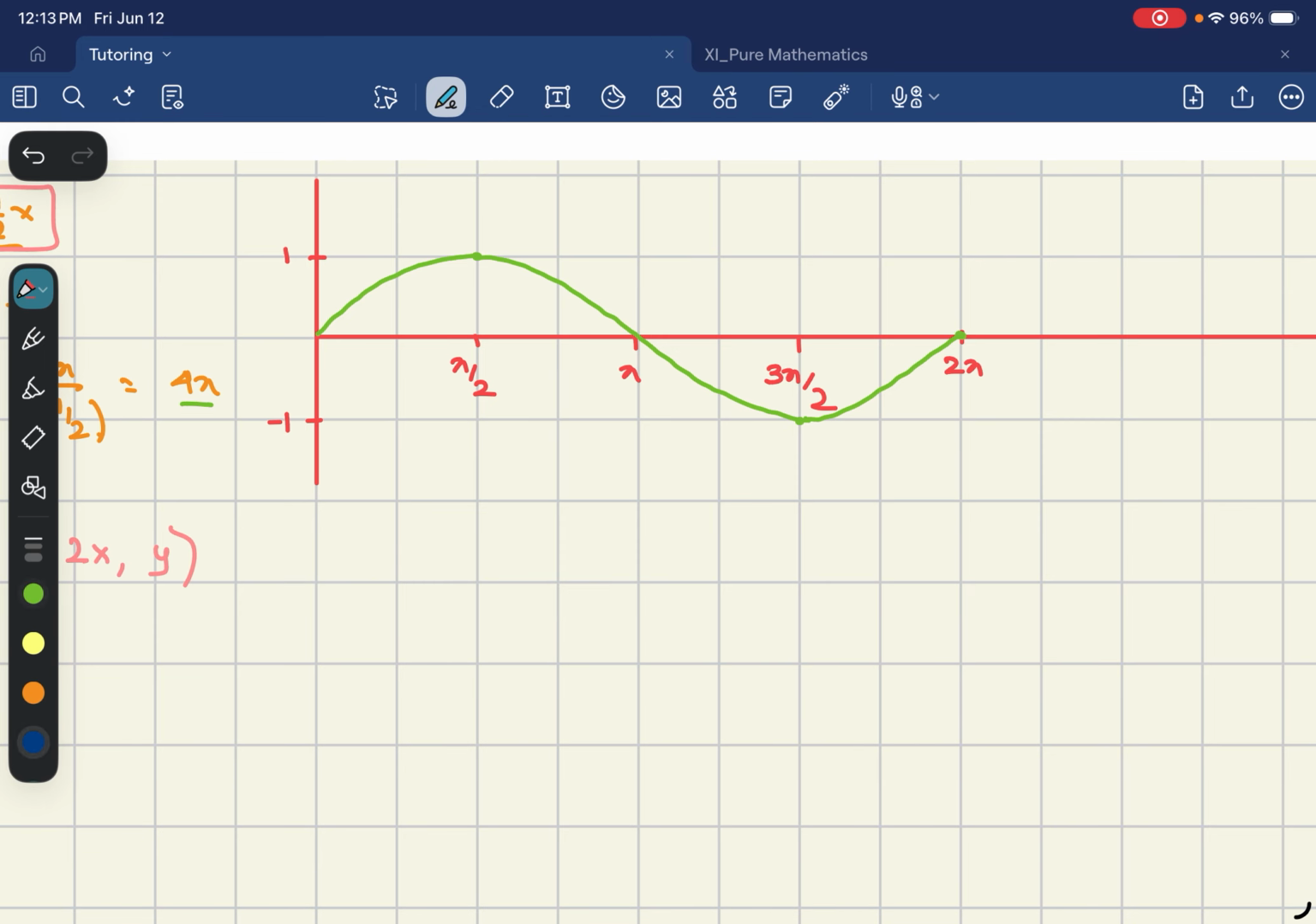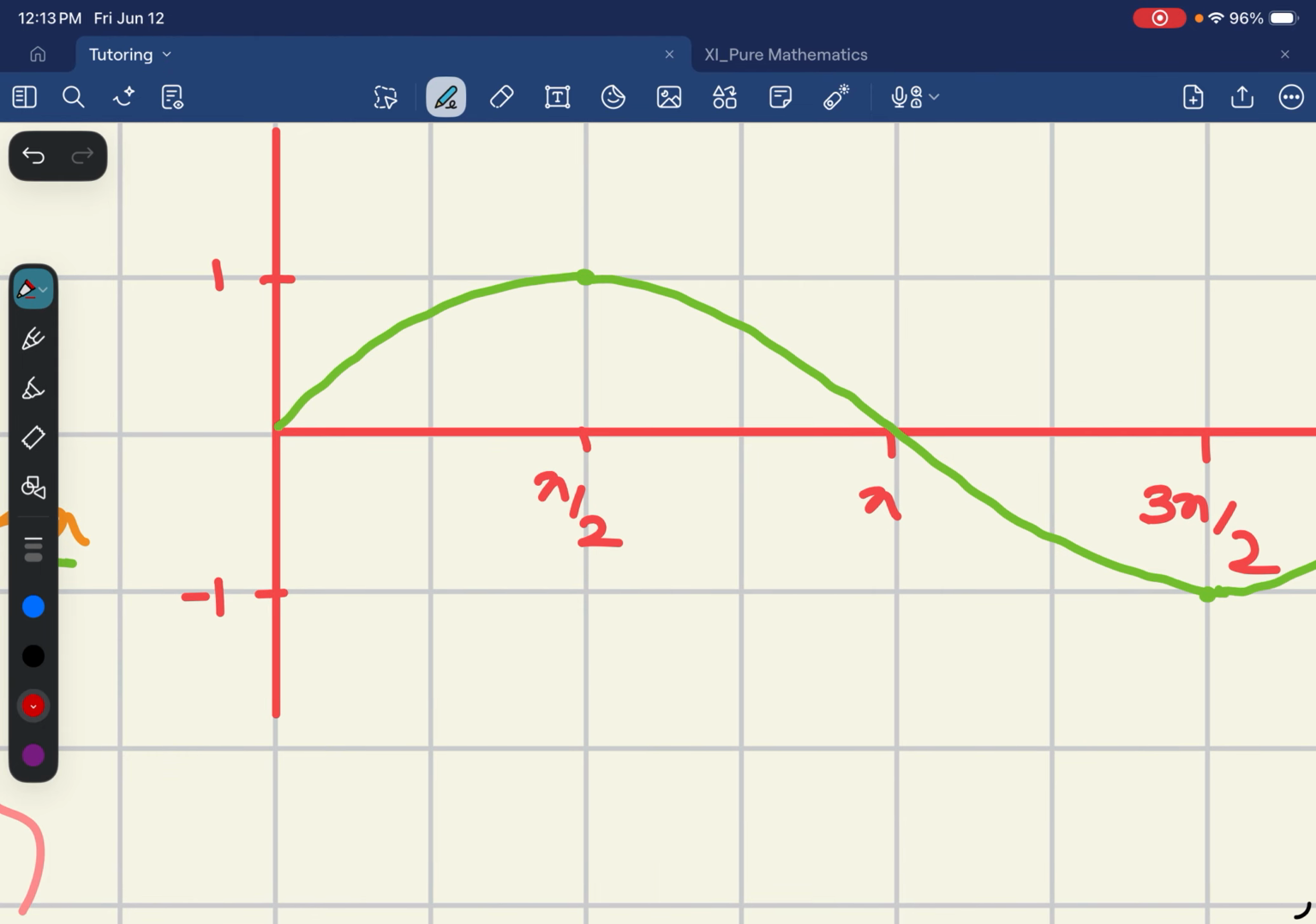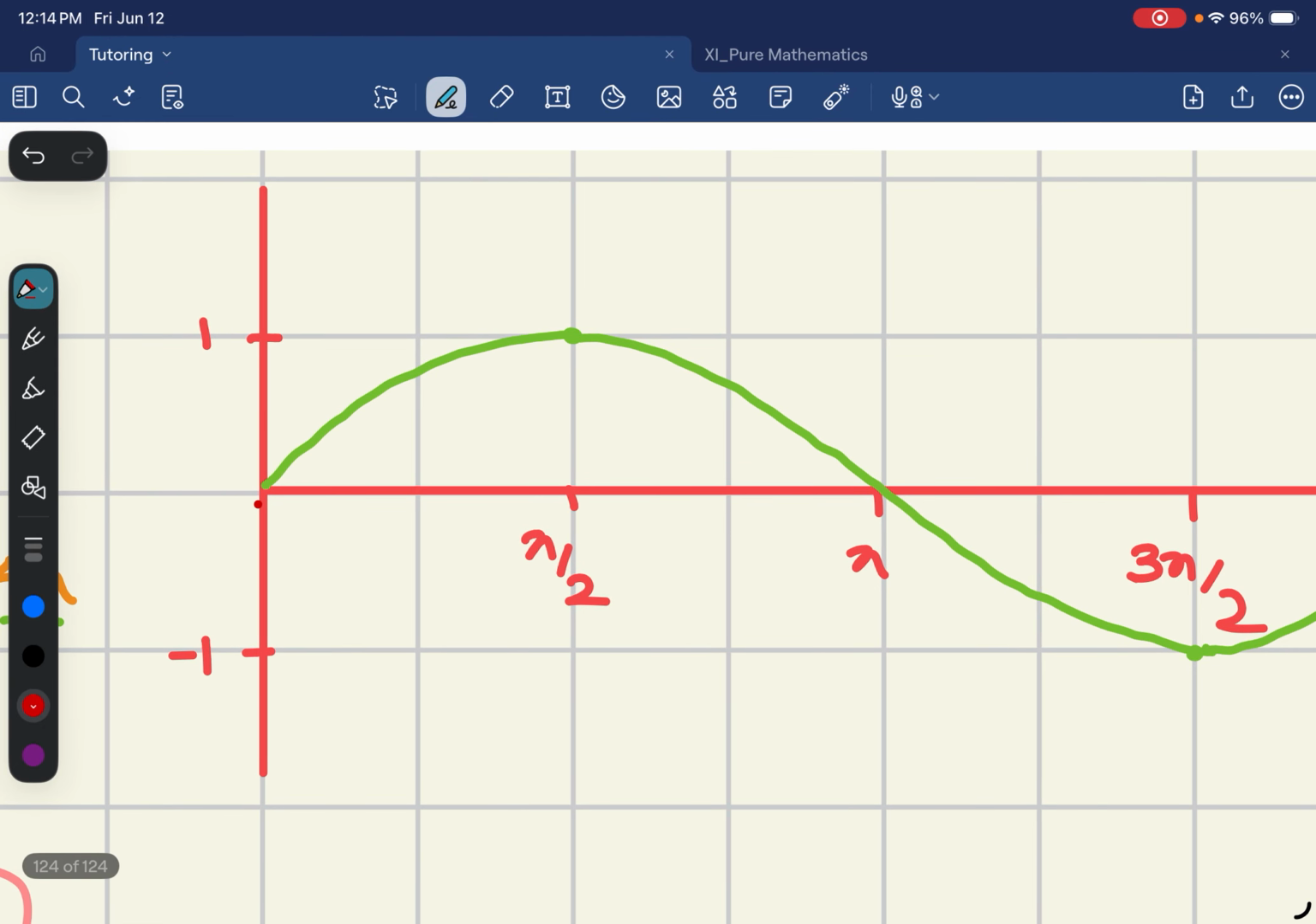All right, so what you want to do is take every x coordinate here, 0, multiply it by 2, keep the y value same. All right, pi by 2, multiply it by 2, but keep its y value same.